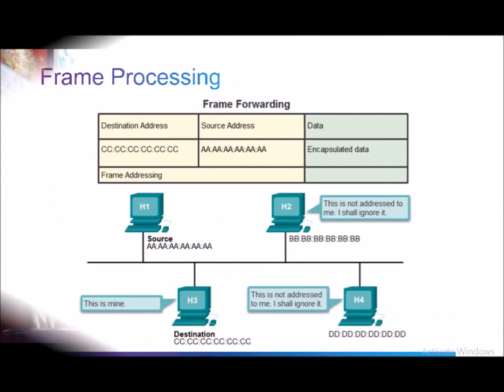Frame processing. The NIC views information to see if the destination MAC address in the frame matches the device's physical MAC address stored in RAM. If there is no match, the device discards the frame. If there is a match, the NIC passes the frame up the OSI layers where the de-encapsulation process takes place.